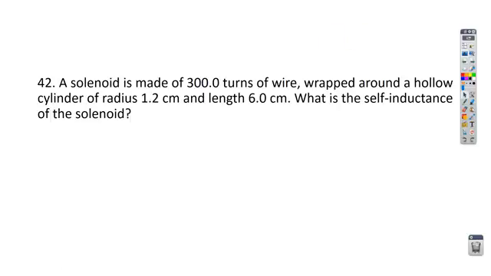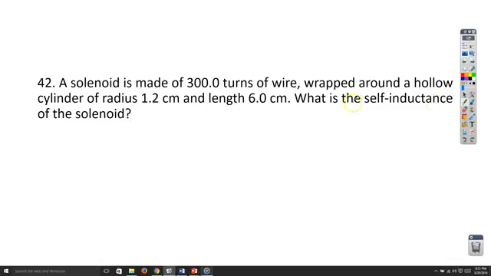So now we're on to solenoids. And with number 42, it says a solenoid is made of 300 turns of wire wrapped around a hollow cylinder of radius 1.2 centimeters and a length of 6 centimeters. They want to know what is the self-inductance of the solenoid.